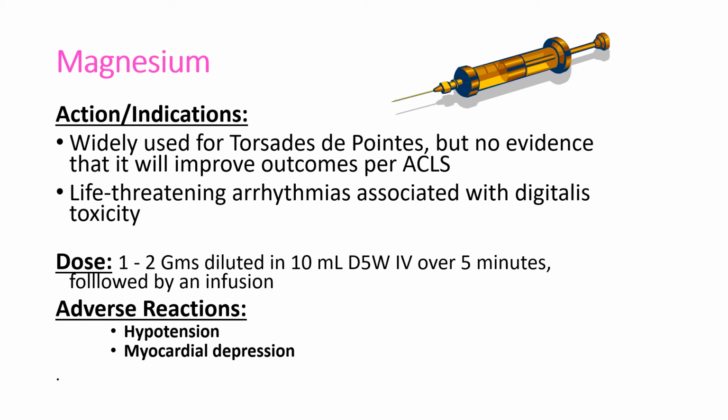Magnesium is widely used for Torsades de pointes. And remember, Torsades de pointes is a life-threatening rhythm. But again, there's no evidence that shows improvement of outcomes for ACLS. You will probably have to defibrillate patients, but usually it's not receptive until you've corrected the underlying cause. There are also life-threatening arrhythmias associated with digitalis toxicity. If you are going to give magnesium, you're going to give 1 to 2 grams diluted in 10 milliliters of D5W over 5 minutes, followed by an infusion. The adverse reactions of magnesium are that it does cause hypotension and it can cause myocardial depression.